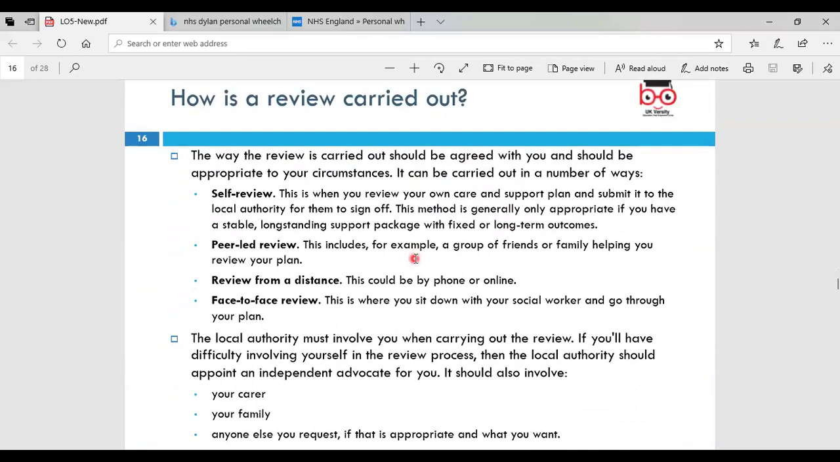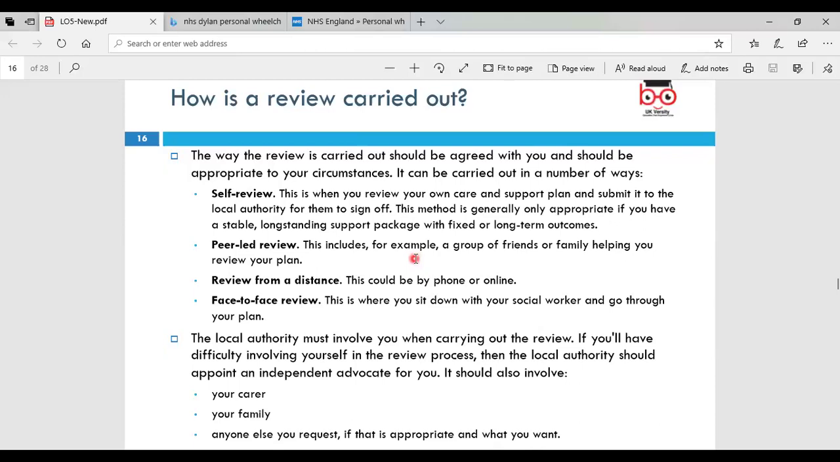So how is the review carried out? It's a self-review sometimes. This is when the person themselves reviews their own care and support plan and submits it to the local authority for them to sign off. This is generally only appropriate if they have a stable, long-standing support package with fixed or long-term outcomes. It can be peer-led, which includes a group of friends or family helping them to review their plan. Review from a distance could be by phone call or online. Face-to-face reviews would also be possible, where your social worker will sit with that person and go through their plan.